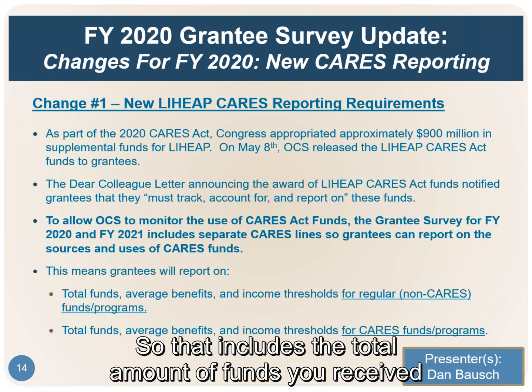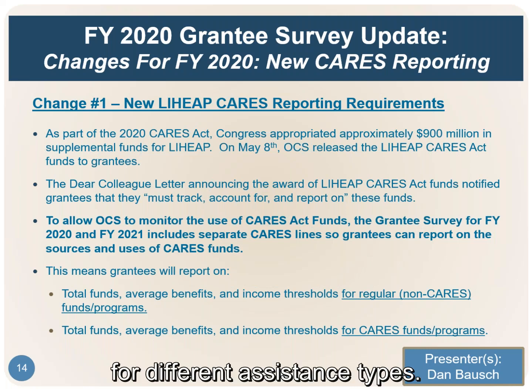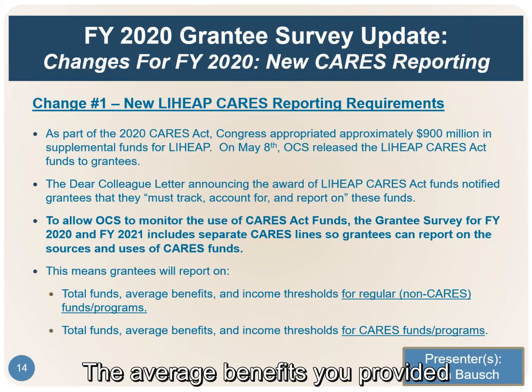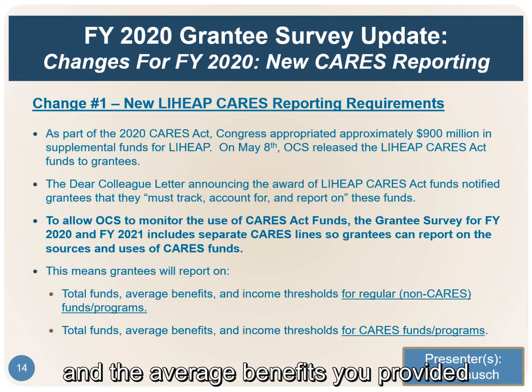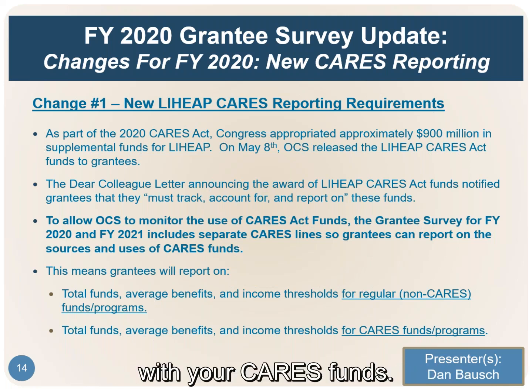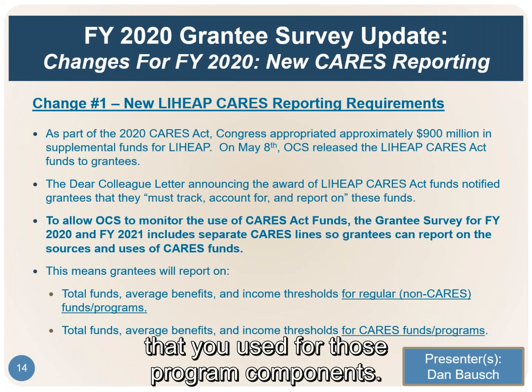So that includes the total amount of funds you received and the total amount of funds you used for different assistance types, the average benefits you provided with your regular LIHEAP funds, and the average benefits you provided with your CARES funds, and the maximum income levels or thresholds that you used for those program components.